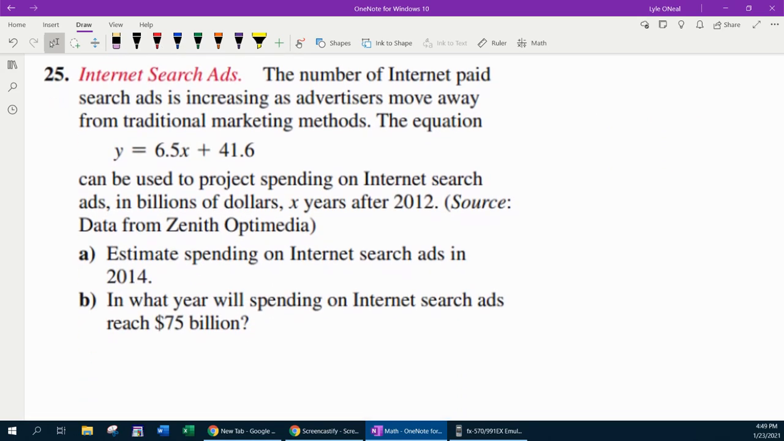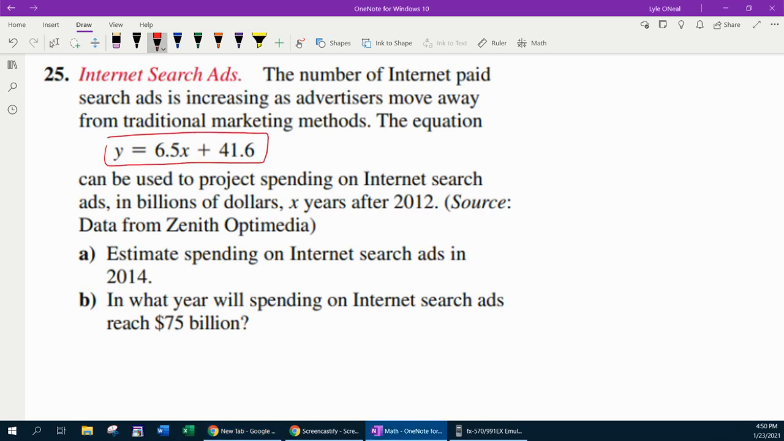Moving on to number 25. This is going to be, I think, the last example we will look at in this section. All right, so looking at what we've got here, internet search ads. The number of internet paid search ads is increasing as advertisers move away from traditional marketing methods. The equation, let's go ahead and outline that.